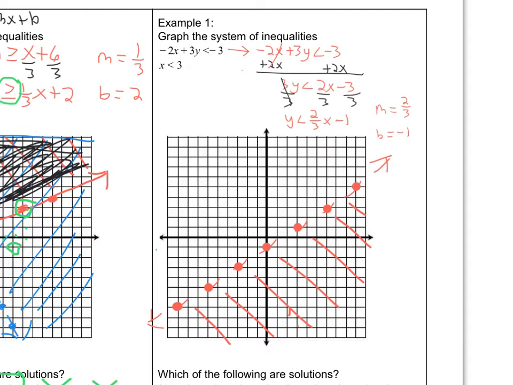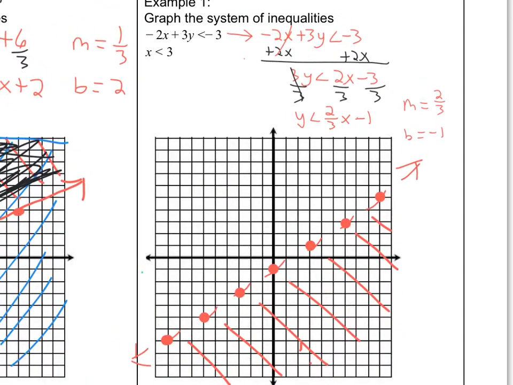The next line, the x is less than 3. I do realize that this sometimes gives us trouble, so I wanted to make sure I went over this. So this is going to be our blue line. X is less than 3. Let's highlight that in blue. If you have different colors, that would be beneficial.